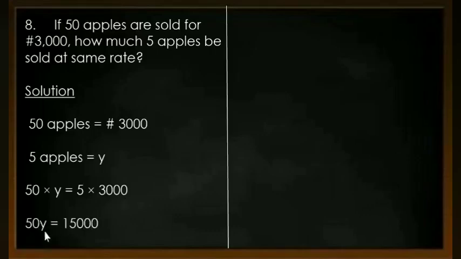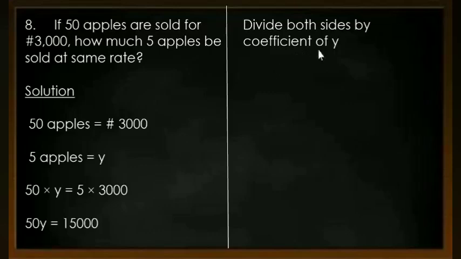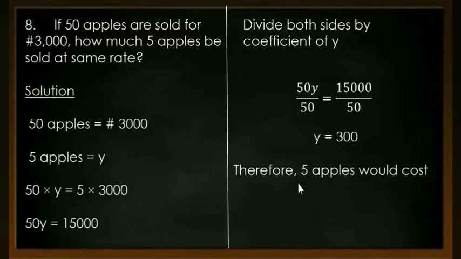So 50 times y is 50y. 5 times 3,000 is what? 15,000. In order to get y, we divide both sides by the coefficient of y. So 50y divided by 50 equals 15,000 divided by 50. When 50 cancels 50, we'll have y. When 50 divides 15,000, we have 300. Therefore, 5 apples would cost 300 naira.